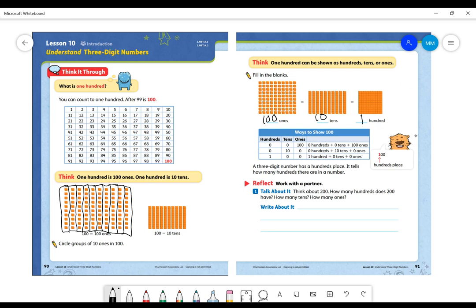So what do you notice about our parts that make 100? In 100 ones, we had 100 ones. In our tens, we had 10 tens. But to show 100, we only had 1. So if we are looking at our hundreds place, we had 100. This is 100, 0 tens, and 0 ones. If I looked at it as tens, I would have 0 hundreds, 10 tens, and 0 ones. And when we counted our ones, we had 0 hundreds, 0 tens, and 100 ones. Our hundreds place is that first digit in a 3-digit number. It tells how many hundreds there are in a number.